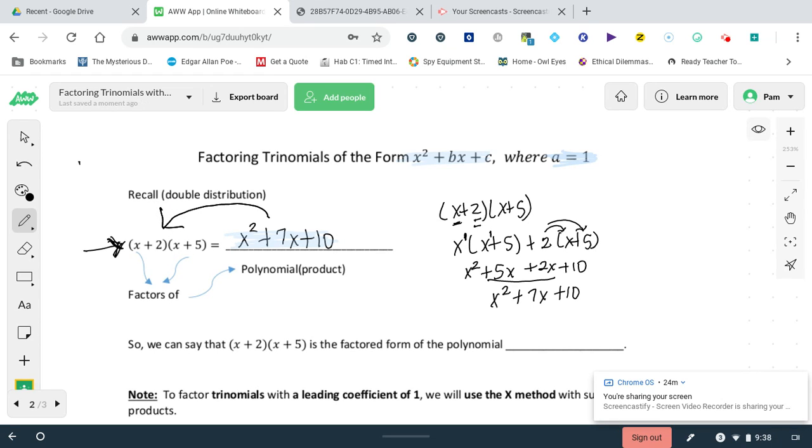So in other words, take the product and go back and get the factors, which is called factoring. Okay? That's what factoring is. You take a product or a polynomial and you go back to the factors that it took to produce that product or polynomial. You work backwards of the distributive property. So we say that x plus 2 times x plus 5 is the factor form of the polynomial x squared plus 7x plus 10. But we're going to use that x method that we just learned with the sum and product puzzles to go from this back to that, okay? All right, let's move on down.